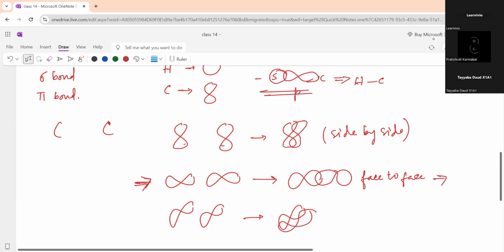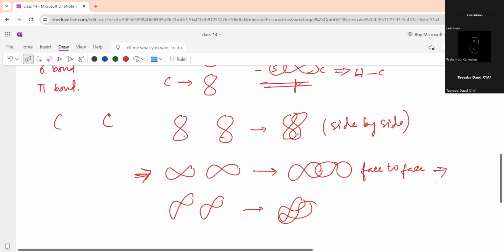For the last one, you did not do it. For the first one, it was side by side. The second one was face to face. What about the third one? This is also side by side. You see, no? These are side by side. This case and this case are almost similar. This is also side by side.